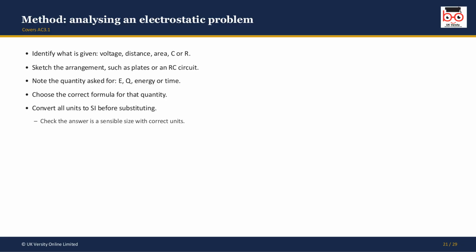Here's a tidy method for any electrostatics problem. Identify what you're given, whether that's voltage, distance, area, capacitance, or resistance. Sketch the arrangement, be it parallel plates or an RC circuit. Note exactly what's asked for: field strength, charge, energy, or time. Choose the matching formula. Convert everything to SI units before you substitute, and finish by checking the answer is a sensible size with the right units.